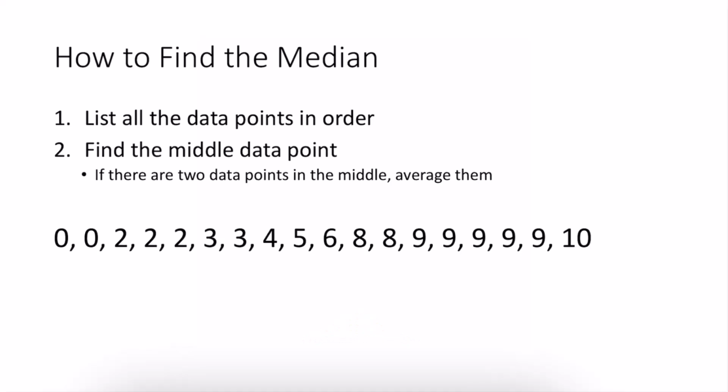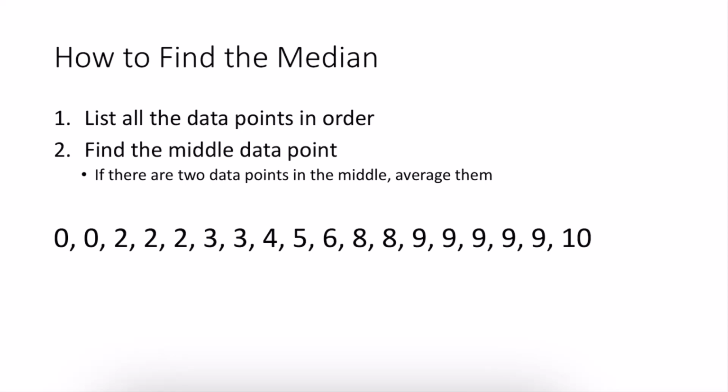All right, so when you're trying to find the median of a data set, you're basically trying to find the middle number. So to find the median, your first step is to list all of your data points in order. So I've already done that for this data set here. And then you just find the middle of that data set.